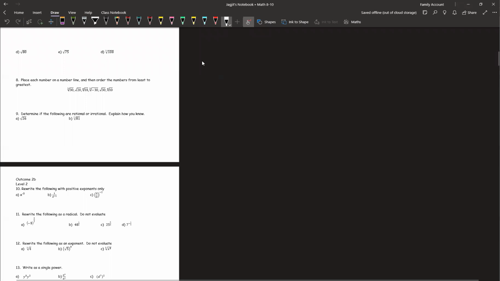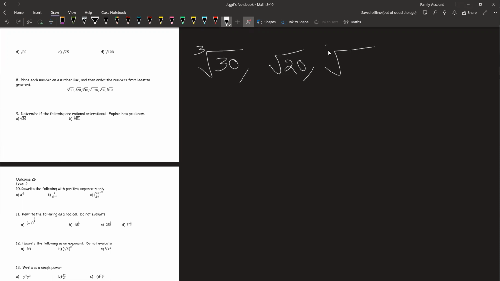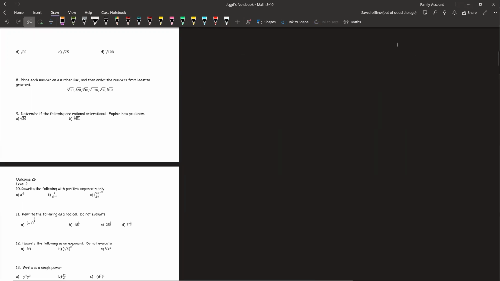If they give you a bunch of radicals, let's say we have cube root of 30, square root of 20, fourth root of 18, and let's say another one is cube root of minus 30. Okay, this is more of a calculator type of question, so don't worry about it. I'm not going to cover this. I'm going to mainly go over the logic stuff.